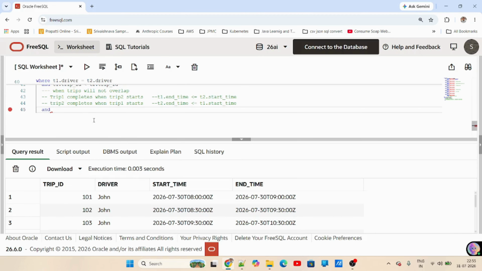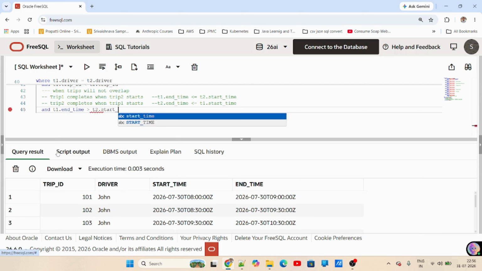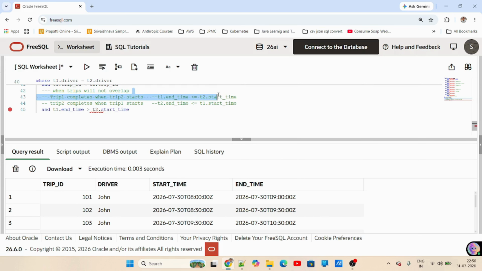But what we need to find out is if the trips are overlapping. So we need to be very sure. If both these conditions are true, it is not overlapping, so we will take the NOT of this condition. What would my NOT be? T1.end_time should be greater than T2.start_time. This is the first condition.